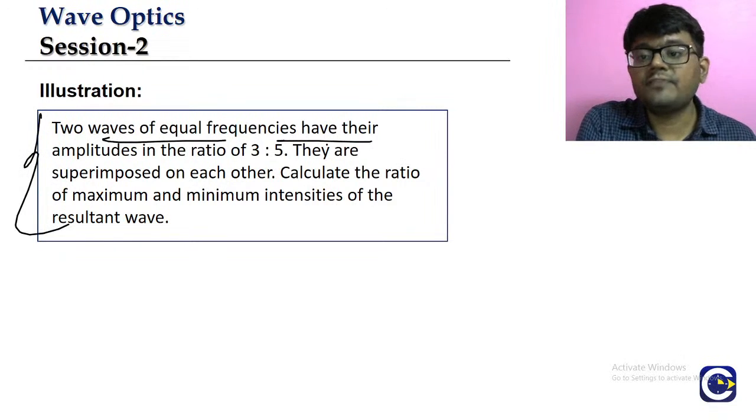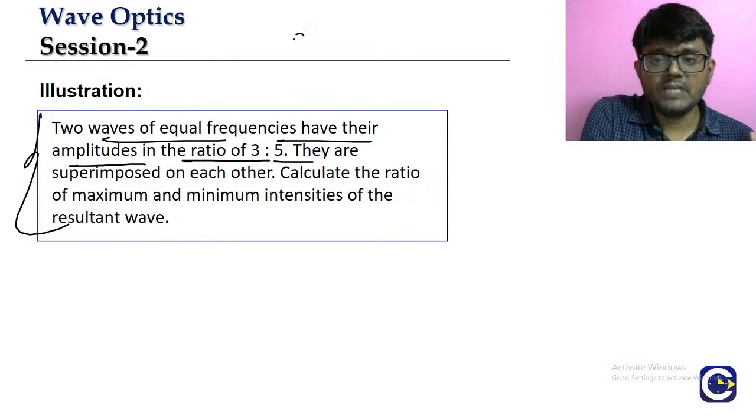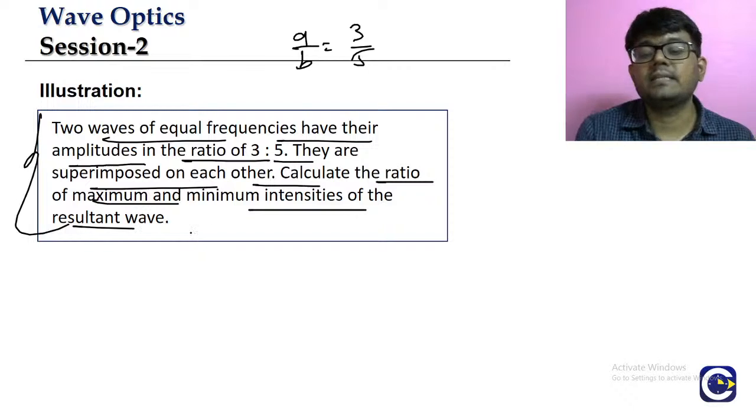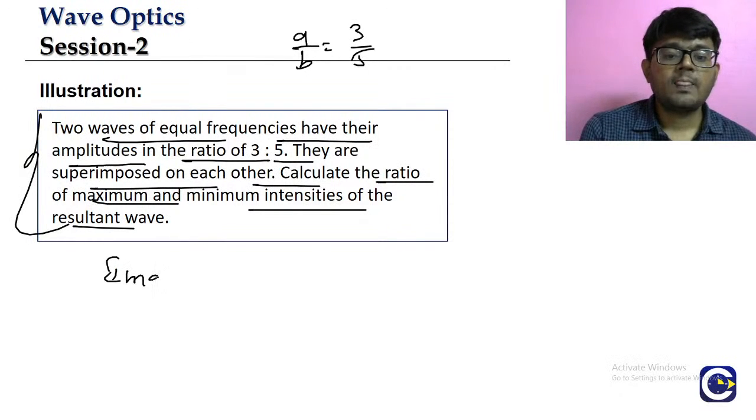Two waves of equal frequencies have their amplitudes in the ratio, means this is A by B. What is the A by B ratio? 3 by 5. They are superimposed on each other. Calculate the ratio of the maximum and minimum intensities. Means what? I max by I minimum they are asking.